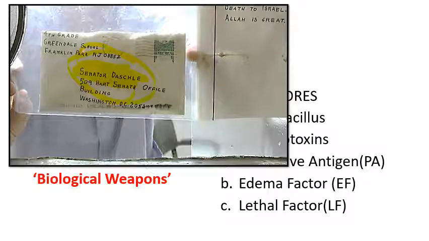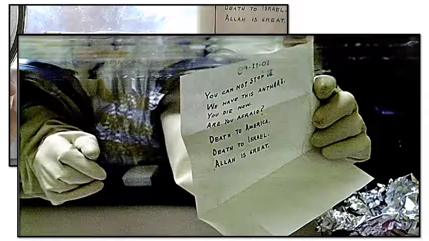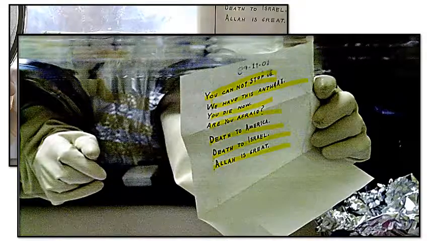So you see somebody's got it in a laminar flow hood because they're basically disarming it. And so a few politicians in the United States got these letters that were filled with anthrax. And inside, you would see this letter that says in kind of broken English, you cannot stop us. We have this anthrax. You die now. Are you afraid? Death to America, death to Israel. Allah is great.